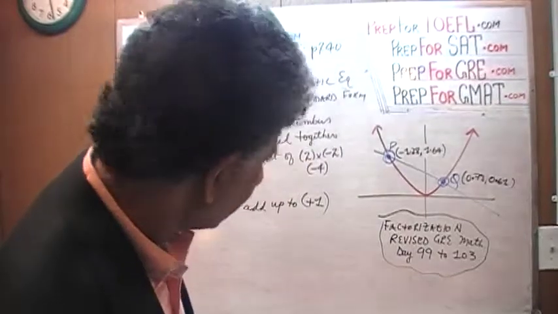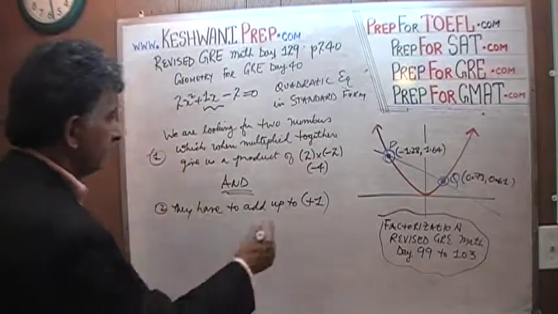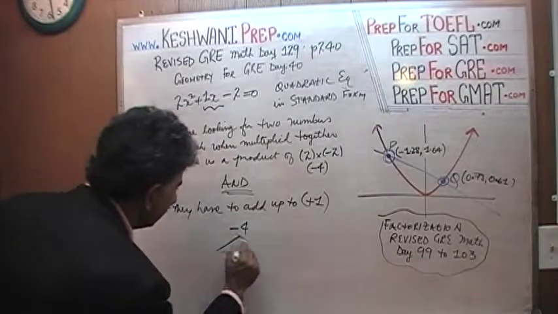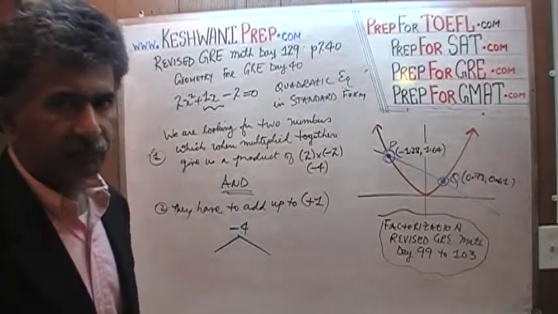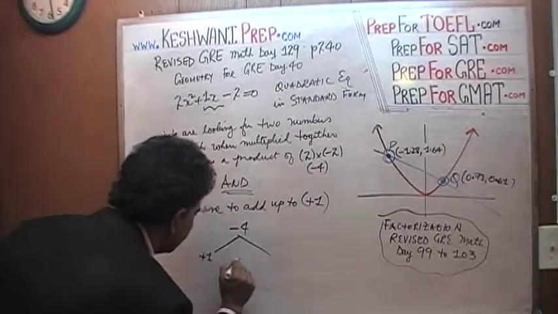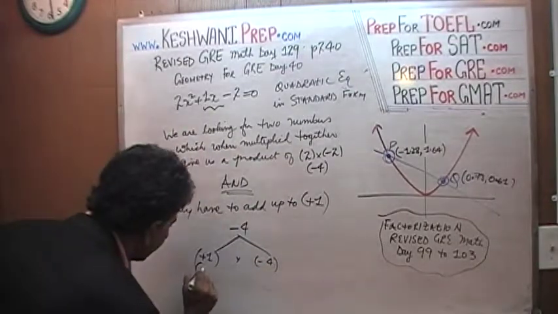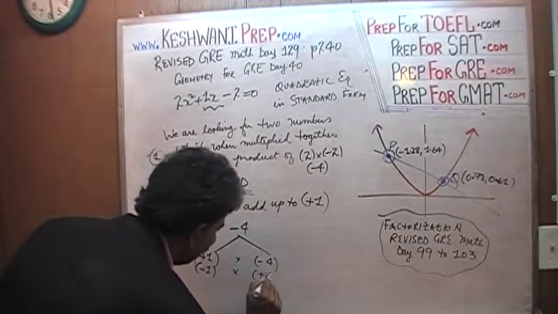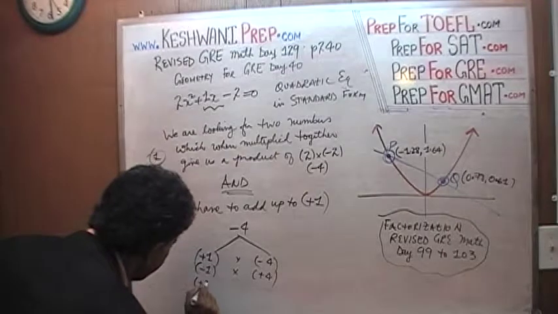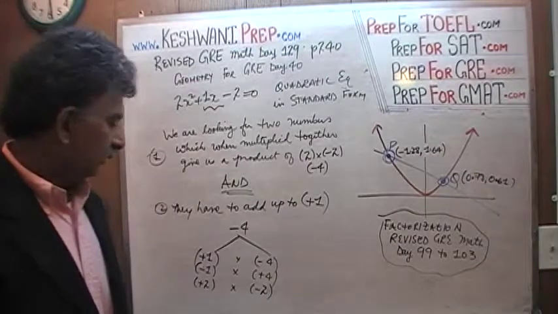So what's the answer here? What are the two numbers? For example here, we need a negative 4. Well, when you need negative 4, there aren't too many options. If the product is negative 4, it's got to be either positive 1 times negative 4, which gives you a product of negative 4, or negative 1 times positive 4, which gives you a product of negative 4, or positive 2 times negative 2. That's it. There are no other options.